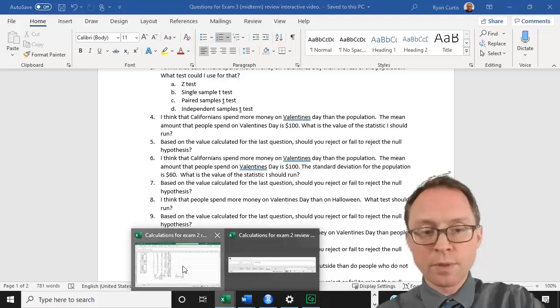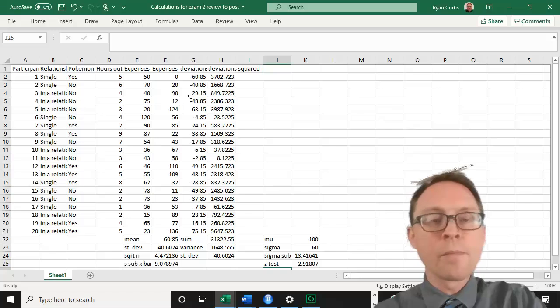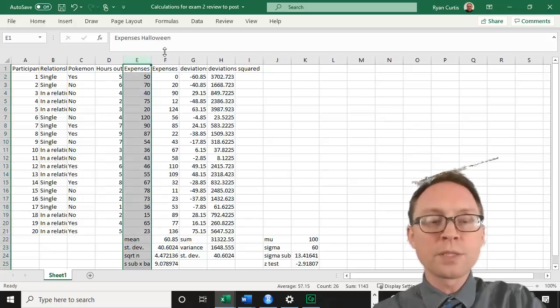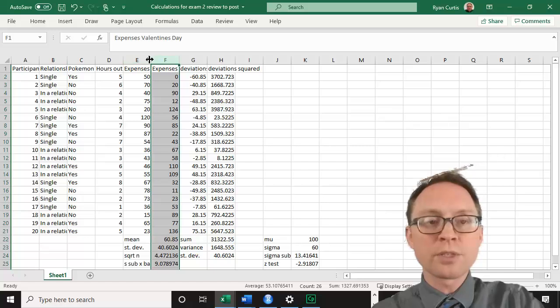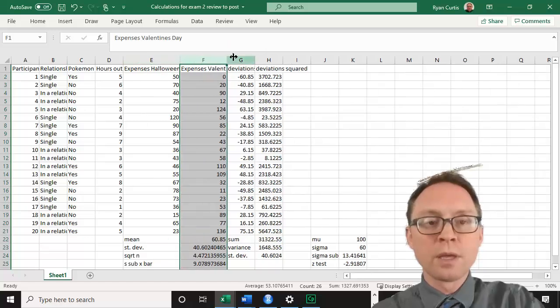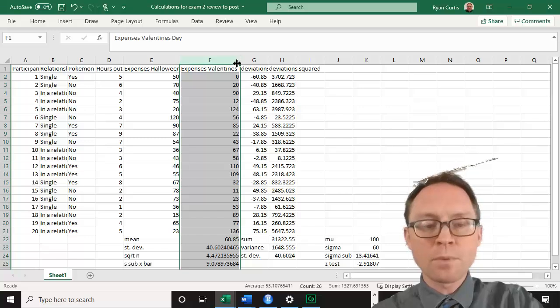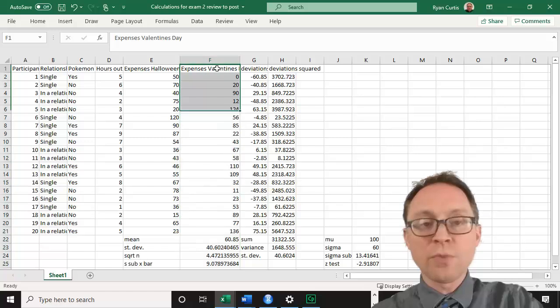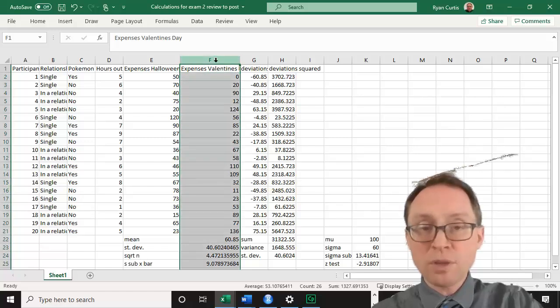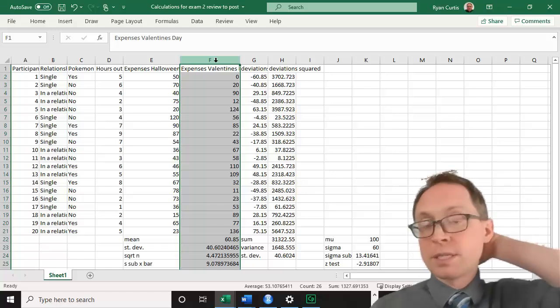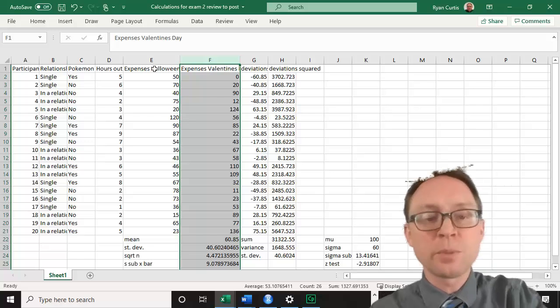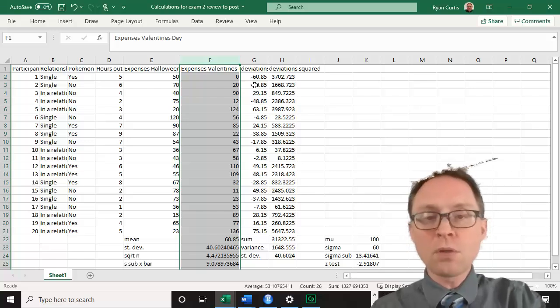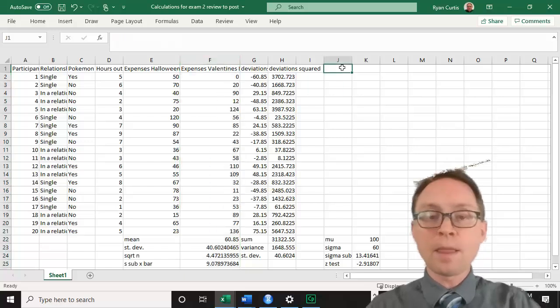So a paired samples t-test is going to go something like this. Let's go ahead and pull up this one right here. Remember, what I'm looking for is the difference between expenses on Halloween and expenses on Valentine's Day. So let me expand those so you can see it. We've already looked up the deviation squared and all that stuff for Valentine's Day, but that is not what we are looking for in this particular case. Instead, we're looking for the difference between expenses on Valentine's Day and expenses on Halloween. So let's go ahead and find the difference.